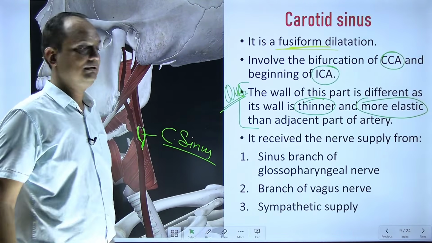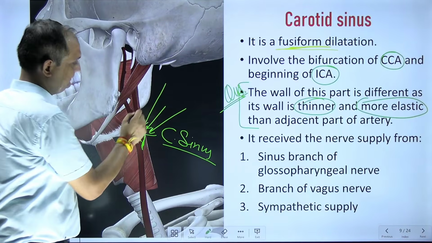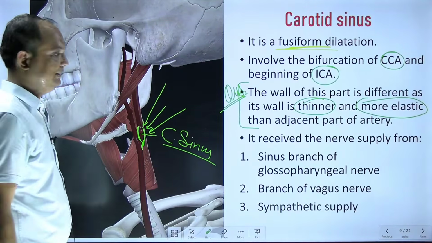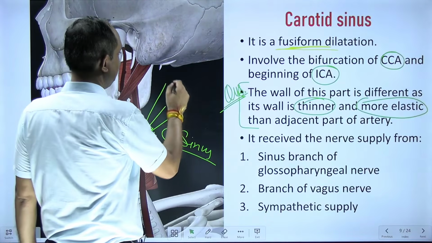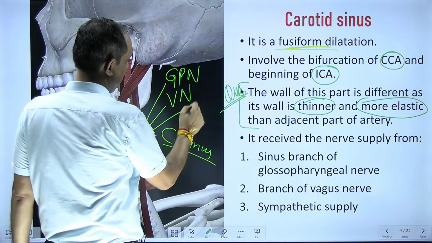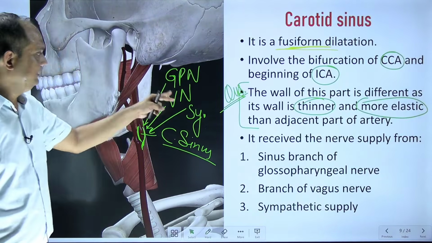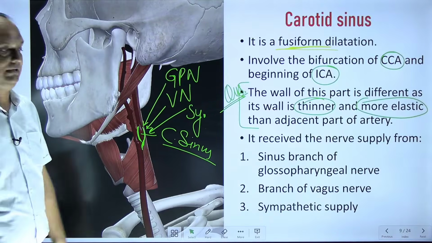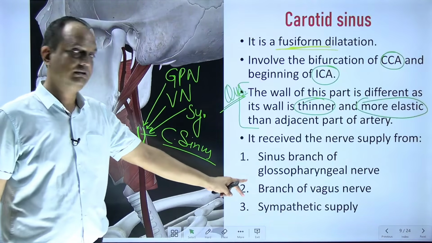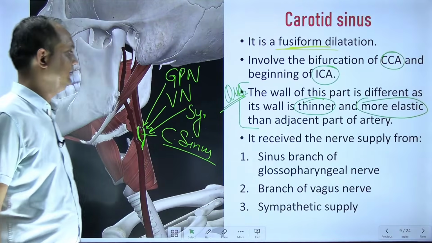Now apart from that, this area is supplied by three nerves. Now this is the important thing. What are these three nerves? You have the sinus branch of the glossopharyngeal nerve, you have the branch of the vagus nerve, and you have the branch of the sympathetic system. So these are the three nerves which are supplying this carotid sinus. So the sinus branch of glossopharyngeal, that is the 9th cranial nerve, the branch of the vagus, and the sympathetic supply.